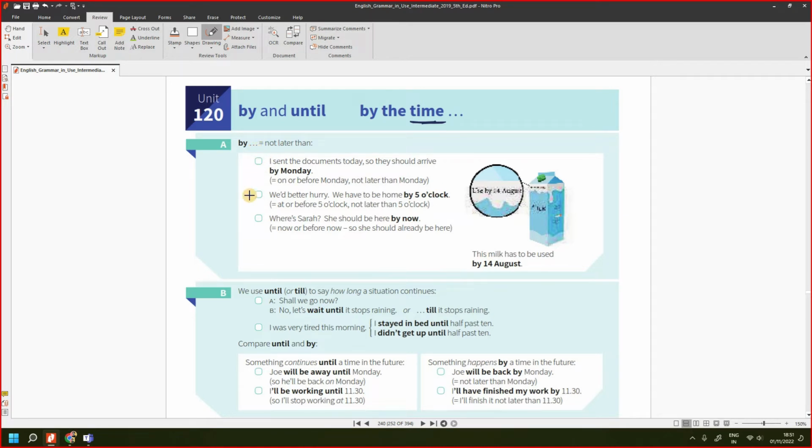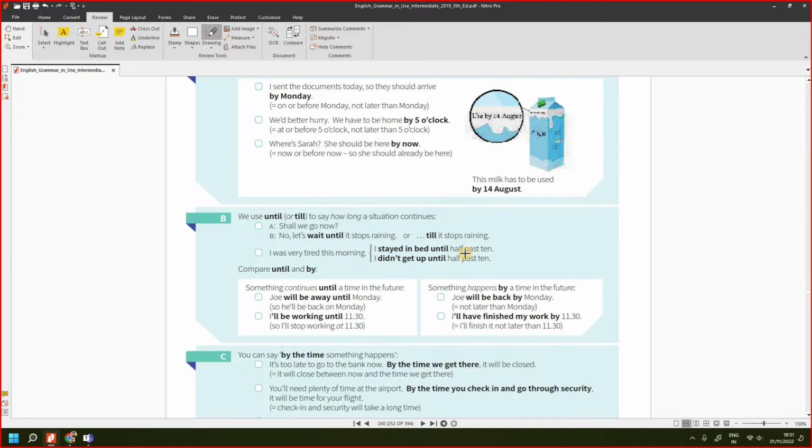Now, by we are familiar with, but how to use until or till? This has been a bit confusing sometimes for us. We know that there is until, but we normally think both are the same and use them as we like, right? Now, let's see how to use them appropriately. Let's read it. We use until or till to say how long a situation continues. Whenever we want to talk about how long something is going to happen, we use either until or till.